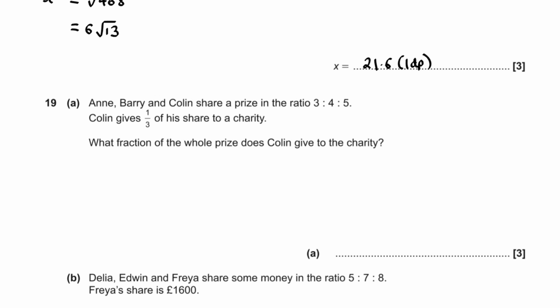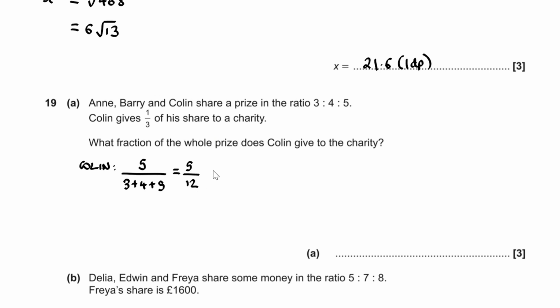Question number 19 for part A. Anne, Barry and Colin share a prize in the ratio 3:4:5. Colin gives a third of his share to charity. What fraction of the whole prize does Colin give to charity? Well, if we consider Colin, the fraction that Colin has is 5 over 3 plus 4 plus 5. So if we work this out, we've got 5/12.